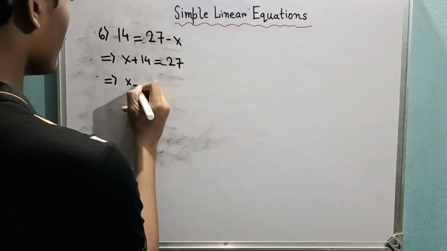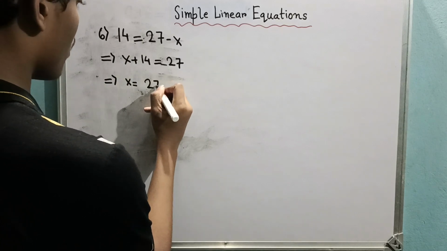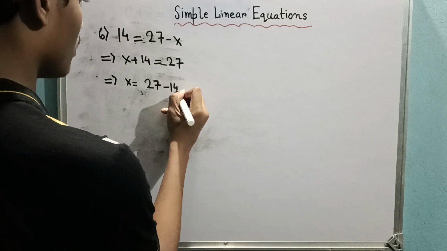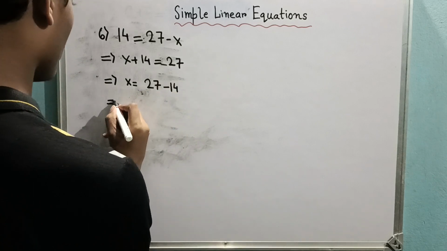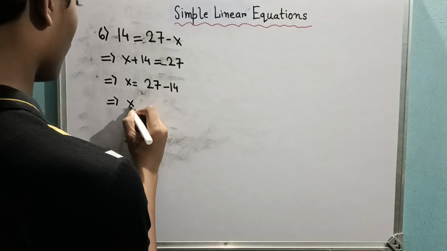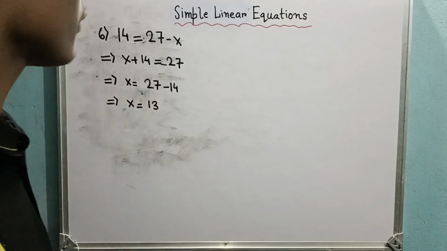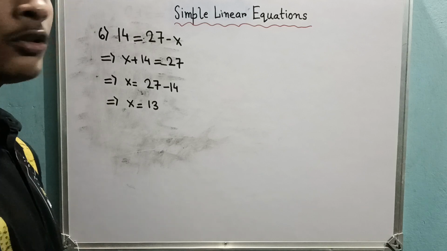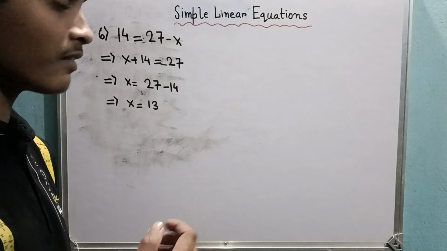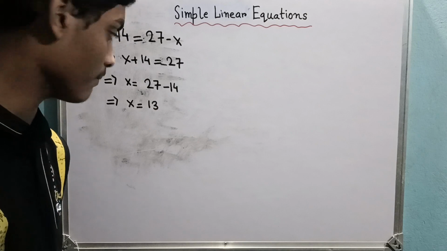x will be equal to 27 minus 14, and we all know 27 minus 14 is equal to 13. So x will be equal to 13. So this will be the answer of this question. A little twisted sum, but at least it's the same type of sum we came across previously.